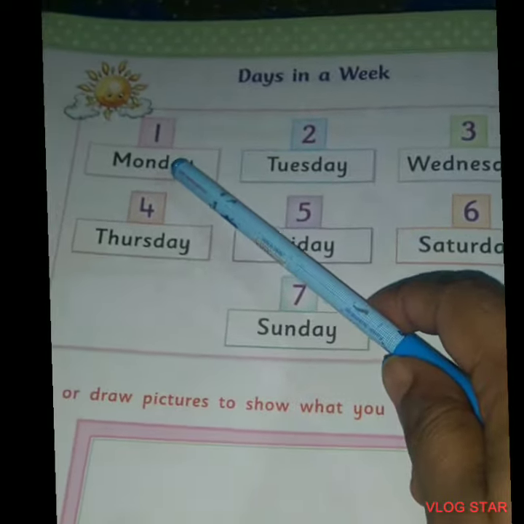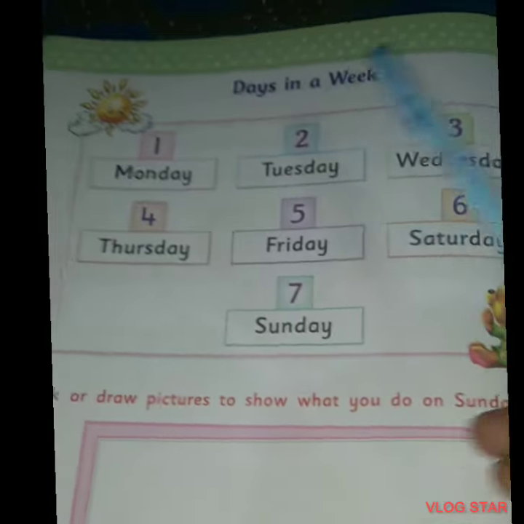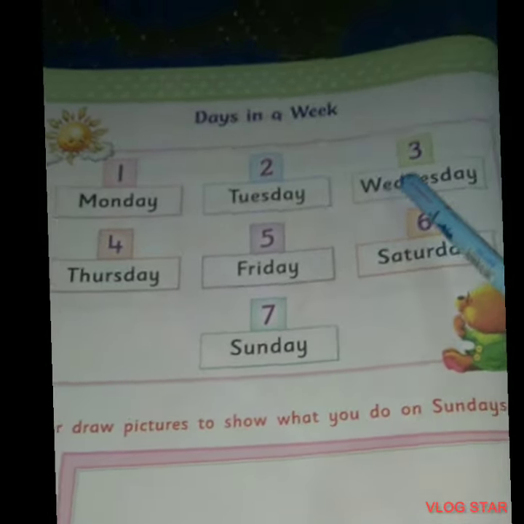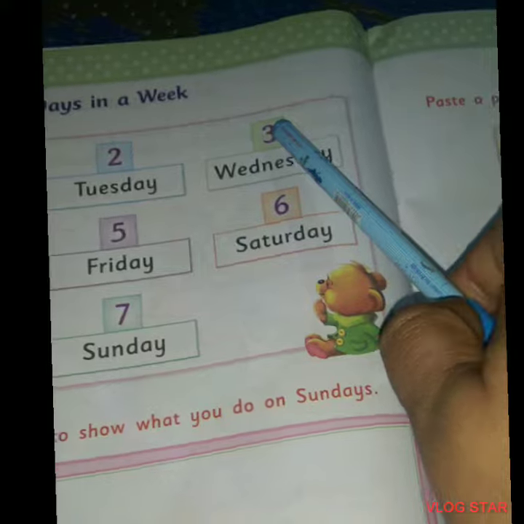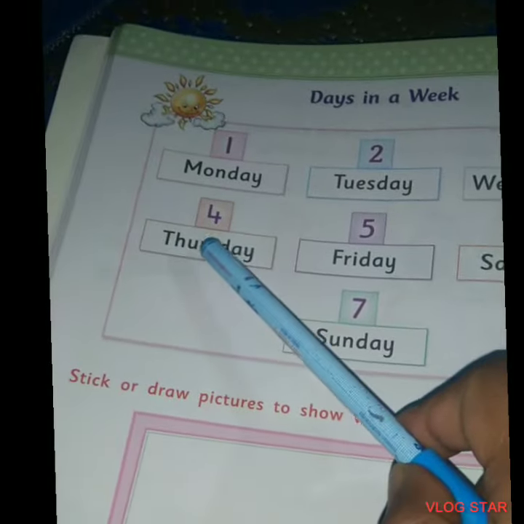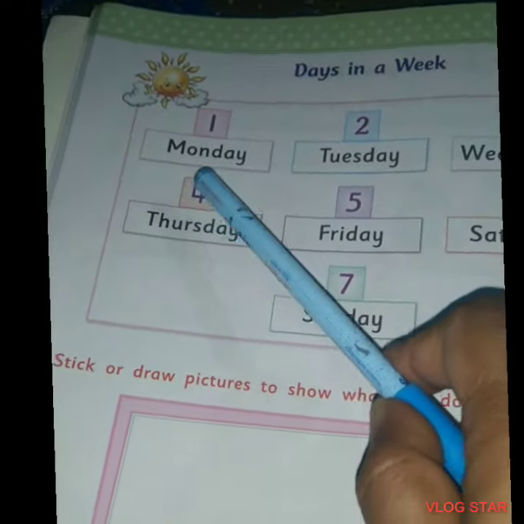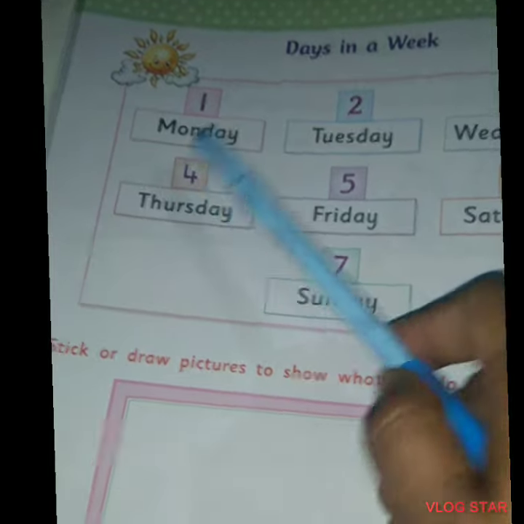Tuesday is the second day of the week. Wednesday is the third day of the week. And this is Thursday is the fourth day of the week.